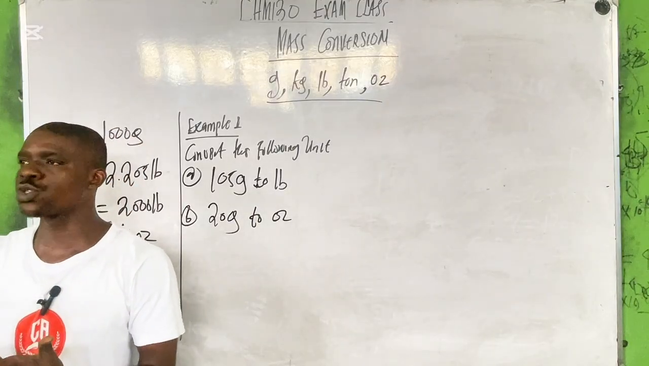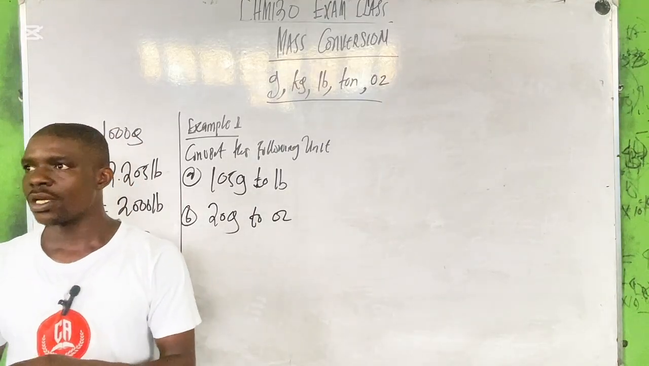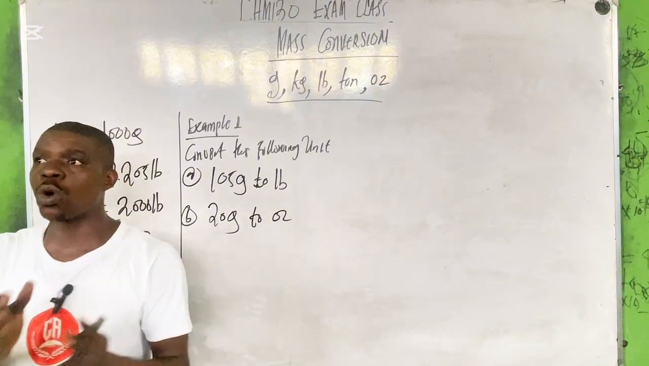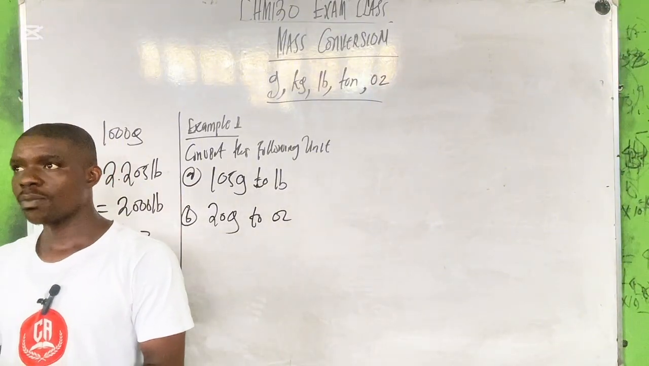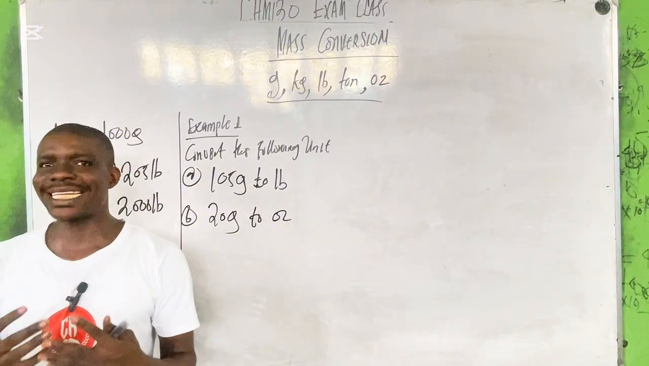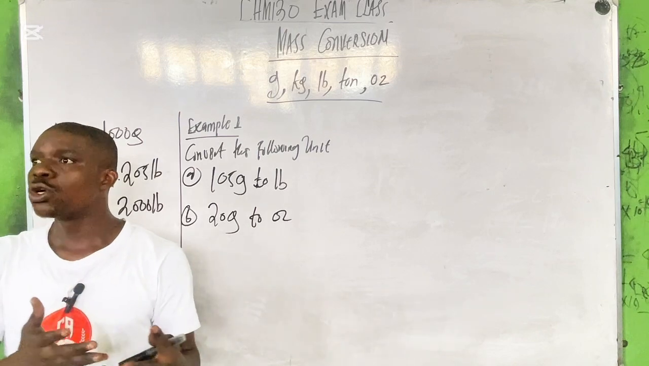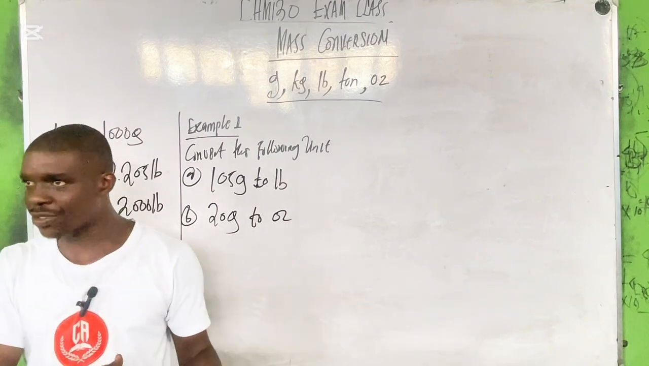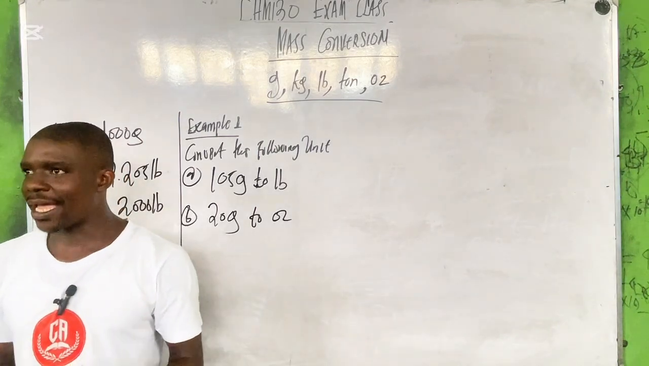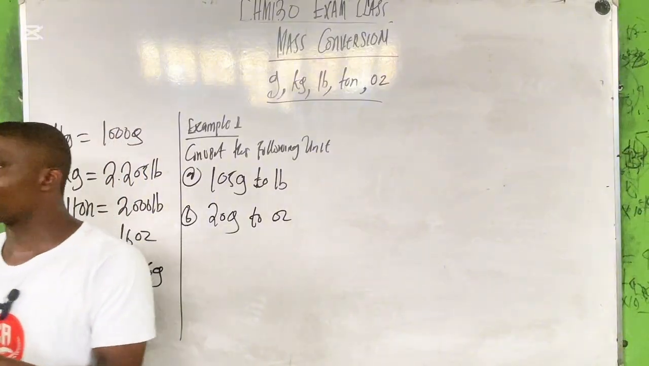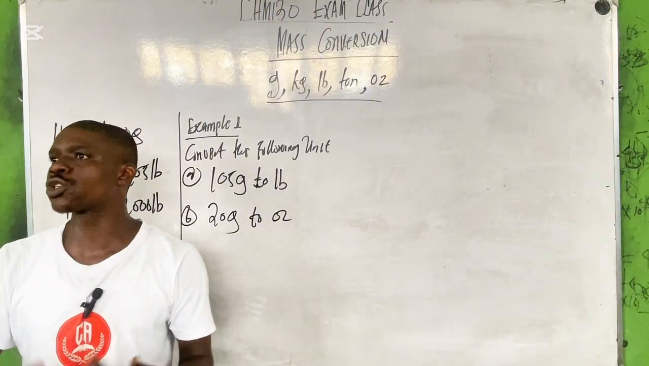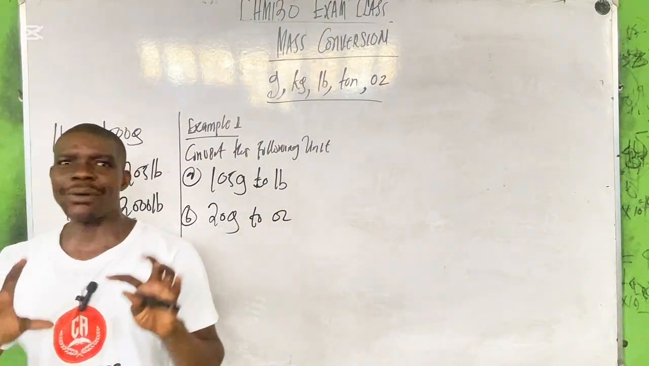the unit of mass you know from secondary school is gram and kilogram, right? And 1 kilogram equals 1,000 gram. They told you that if you are converting from gram to kilogram, you must divide by 1,000. And when you convert from kilogram to gram, multiply by 1,000. Now we are not using that format here.